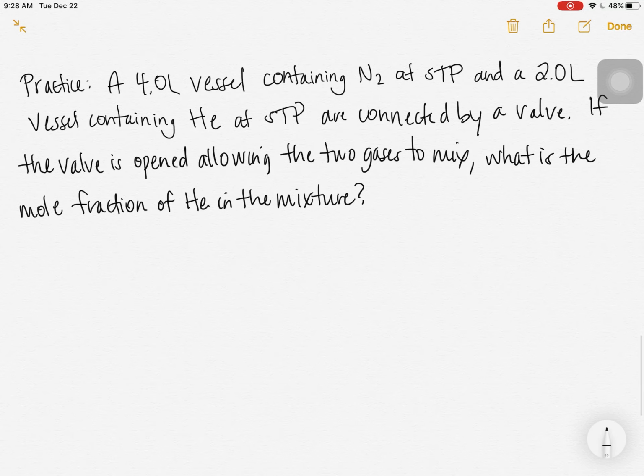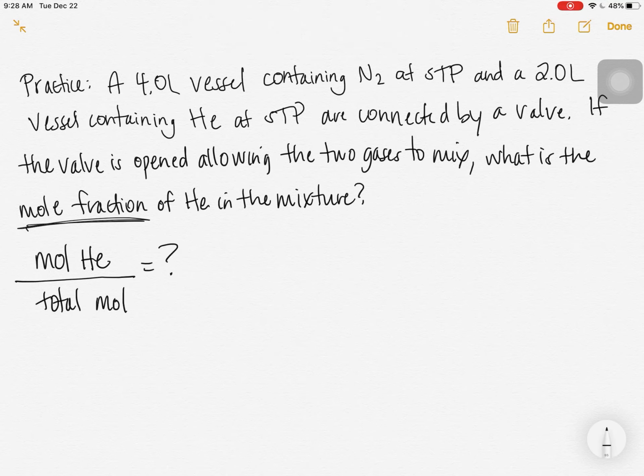Now, how could we use this? So one more practice problem. It says a 4-liter vessel containing N2 at STP and a 2-liter vessel containing He at STP are connected by a valve. If the valve is opened, allowing the two gases to mix, what's the mole fraction of the helium in the mixture? Okay, so I'm a big believer in drawing a picture, but before we even do that, it's asking me for the mole fraction of He. So what does it want? Well, it wants the moles of He over the total moles. That's all this problem wants.